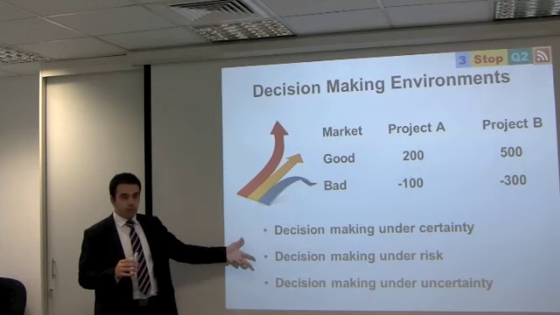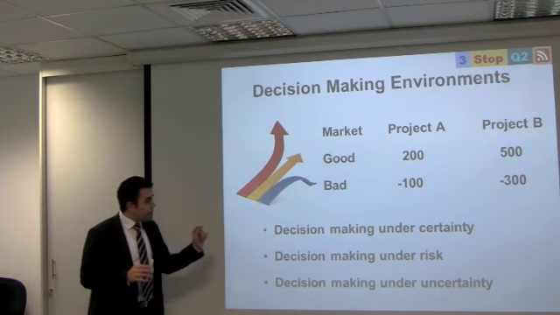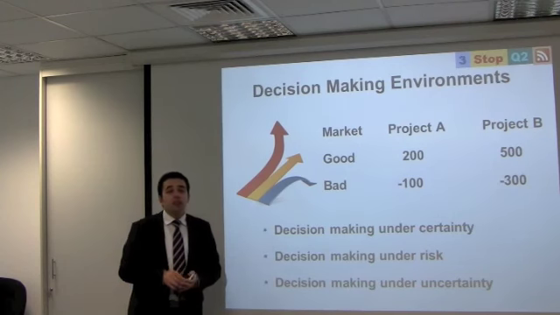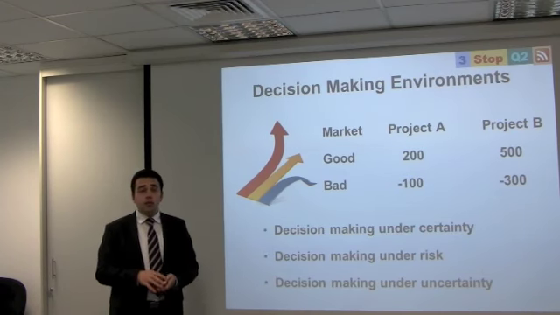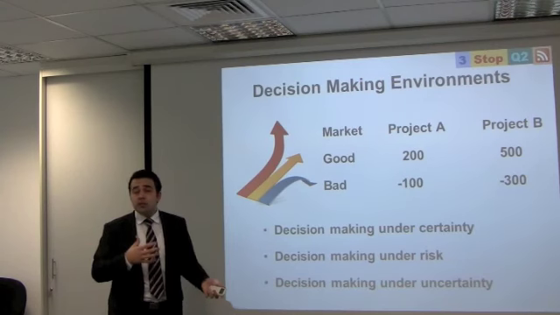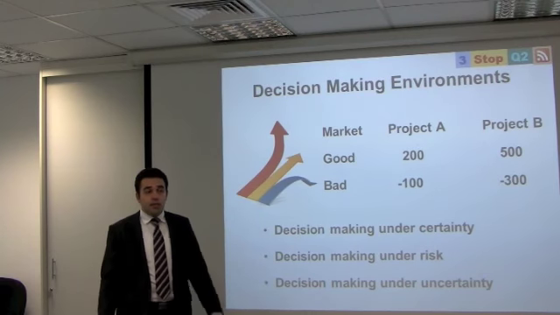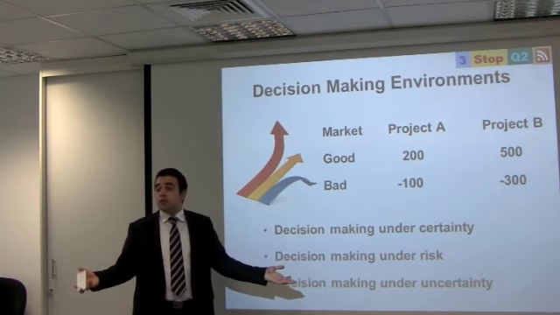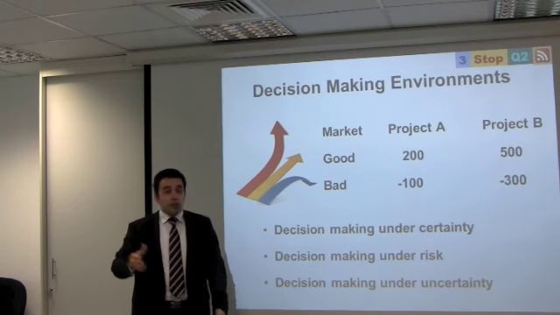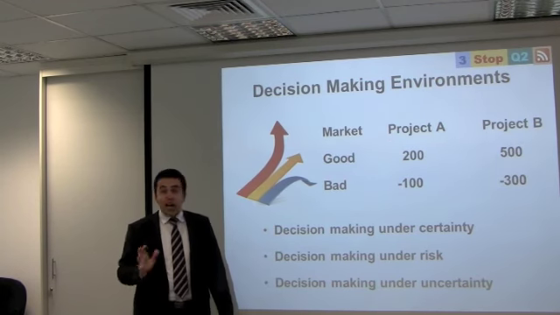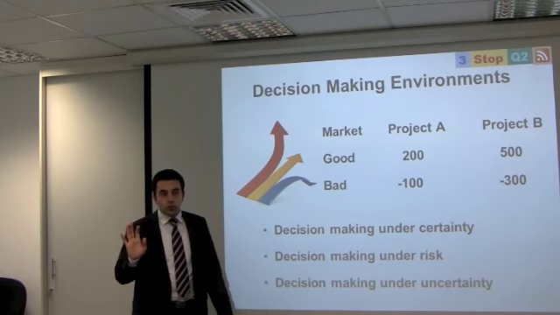Well, we have three. The first one, we can be operating on decision making under certainty. What's decision making under certainty? I know for sure that the market is going to be good, or I'm certain that the market is going to be bad. This is certainty. There is no risk because I know that the market in the future is going to be good or bad. How? Doesn't matter, I know.